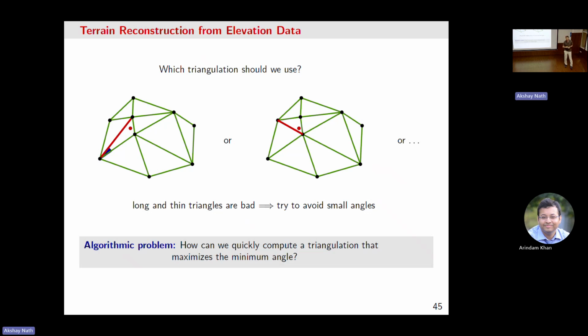And let's try to turn that into some optimization problem. So let's try to make sure that we avoid thin triangles. So over all possible triangulations, let's try to find the one whose smallest angle is as large as possible. Okay, so let's compute a triangulation that maximizes the minimum angle. And that, okay, that seems difficult. We have exponentially many triangulations, so how do we do that?